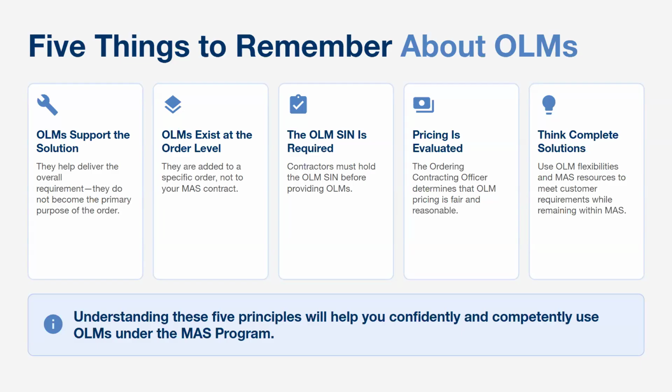Second, OLMs exist only at the order level. They're identified for a specific customer requirement, and they don't become permanent additions to your mass contract. Third, contractors must have the OLM SIN awarded on their mass contract before they can provide any order level materials. So that's probably one of the first things you should verify whenever you're considering the use of OLMs.